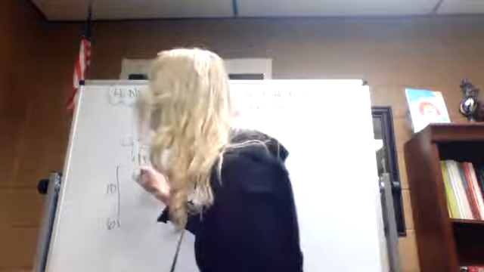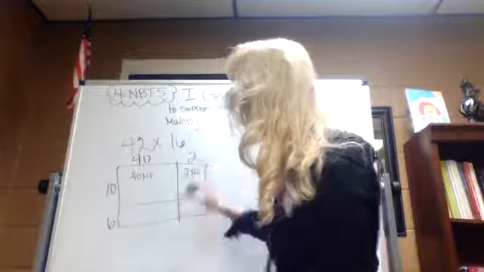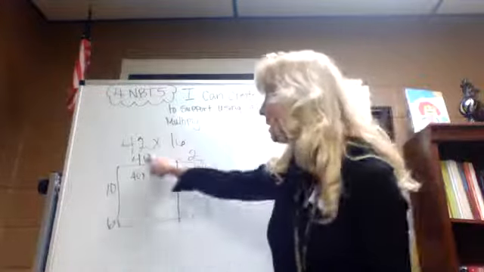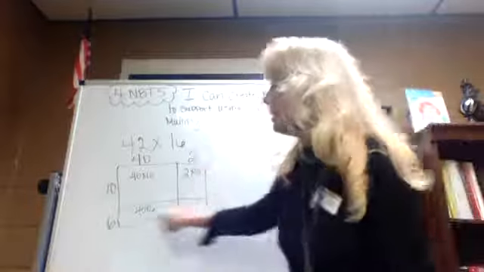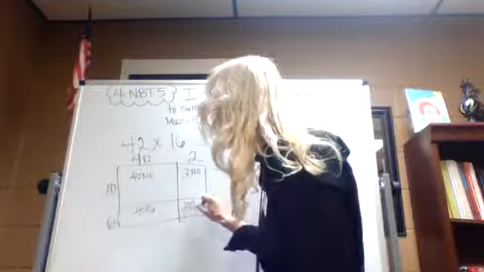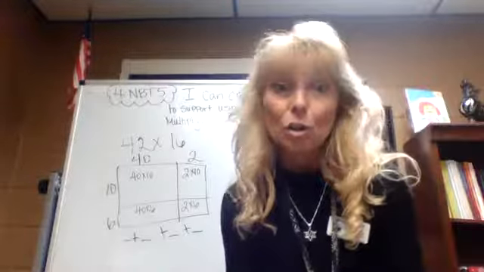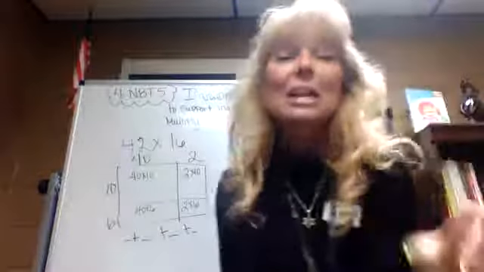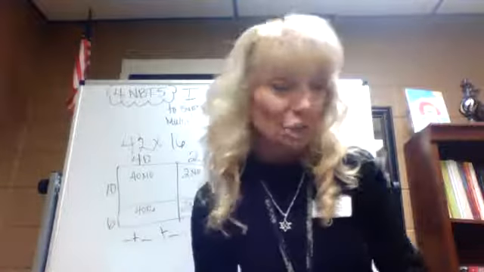So this would be 40 times 10. This would be 2 times 10. This rectangle would be 40 times 6. And this rectangle would be 2 times 6. And once you find your products, you're adding them up. All of the products from the rectangles, and then that gives you your final product of 42 times 16. So you can use your number cubes to roll and generate numbers randomly. So that's one activity to continue working on your area model with multiplication.